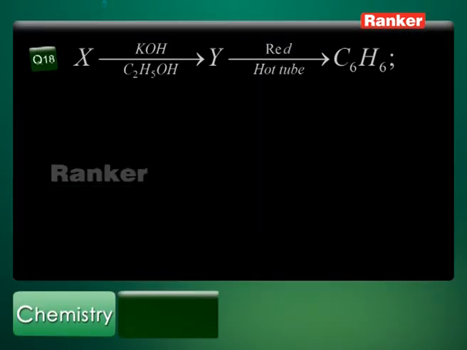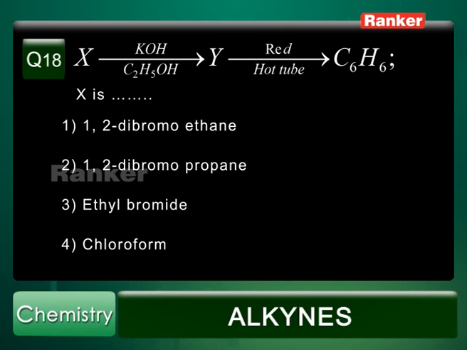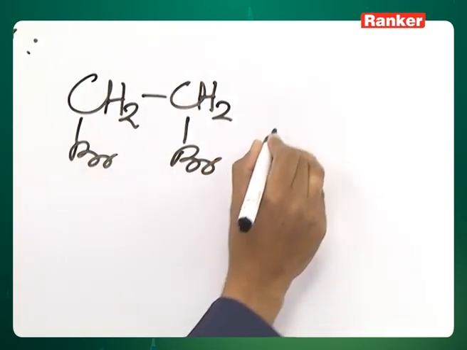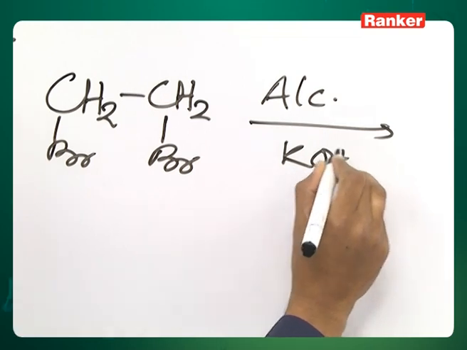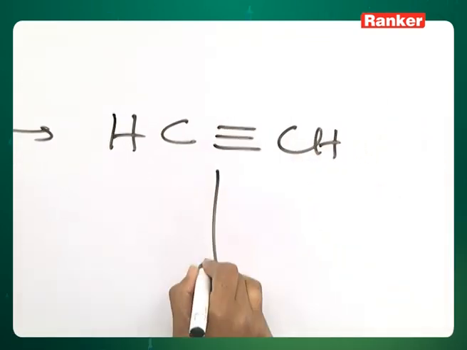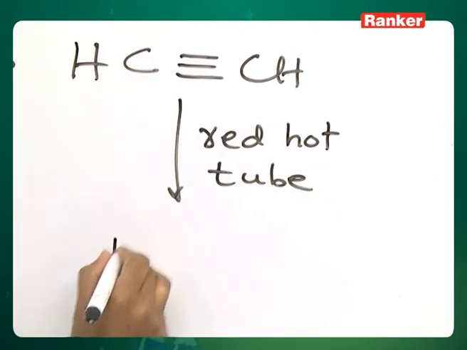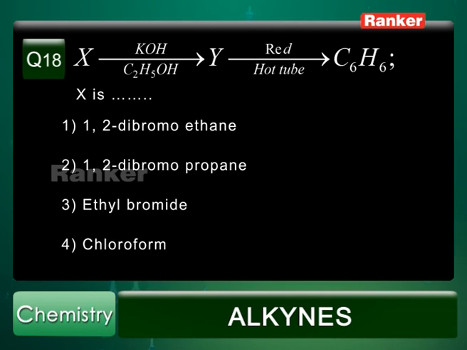Question number 18. X is treated with alcoholic KOH to give Y. Y is treated with a red hot tube to get benzene. What is X? We have to find out. Look at the options. First option is 1,2-dibromoethane. Second option is 1,2-dibromopropane. Third option is ethyl bromide and fourth option is chloroform. The correct answer is 1,2-dibromoethane. I will show you with the help of this equation. When 1,2-dibromoethane is treated with alcoholic KOH, it will form acetylene. Acetylene, when passed through a red hot tube, will undergo trimerization to give benzene. Therefore, the correct answer is the first option. X is 1,2-dibromoethane.